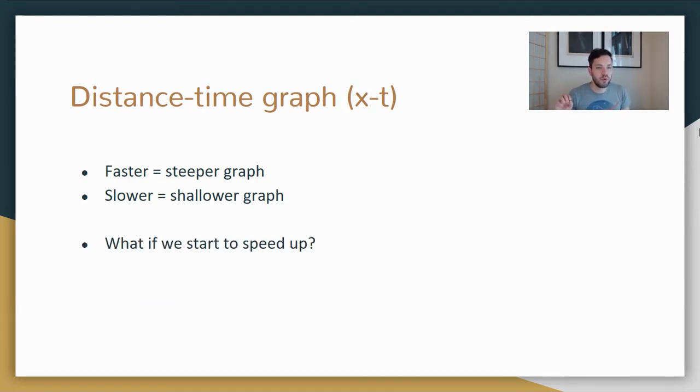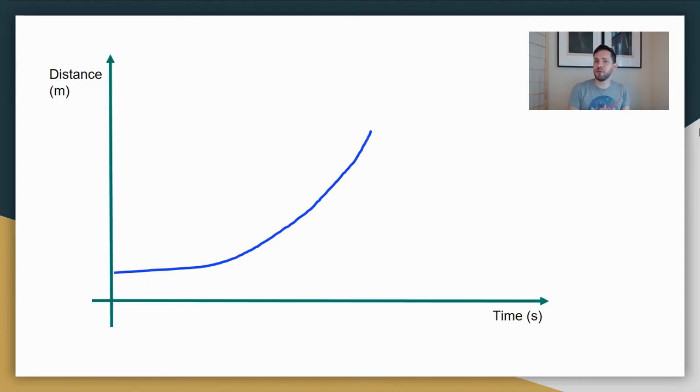So what if we start to speed up? What if I start out kind of slow and I get faster? If a slower motion has a shallower graph, what that means is we're going to have sort of shallow at the beginning, and then the graph is going to get steeper and steeper as time goes by. So it's going to look something like this, right? We start out kind of slow with a shallow graph. We get faster and faster and faster, and it's increasing that slope.